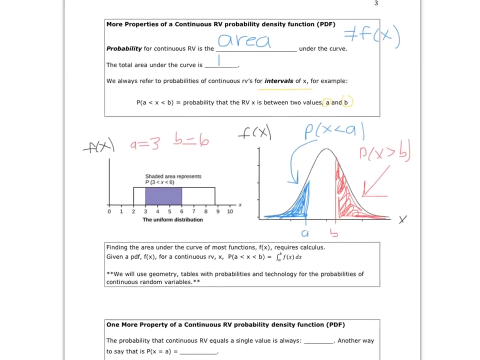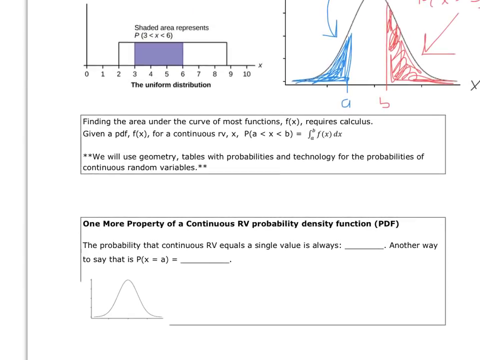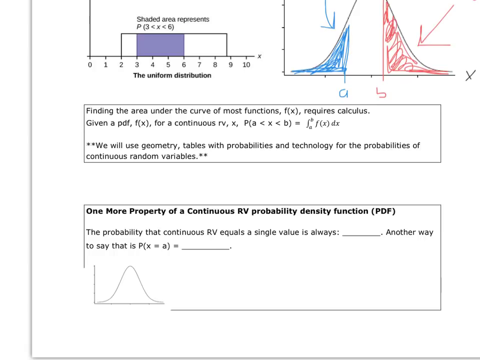Okay, if by chance you have studied some calculus along the way and integral calculus, you might be thinking that, oh, this sounds familiar. And it's true. Finding area under a curve for most functions requires calculus. It requires taking the integral of a function, which is what this is. We are obviously not going to do that in this class. Calculus is not a prereq. We are going to use geometry and tables with probabilities and technologies for the probabilities of continuous random variables.